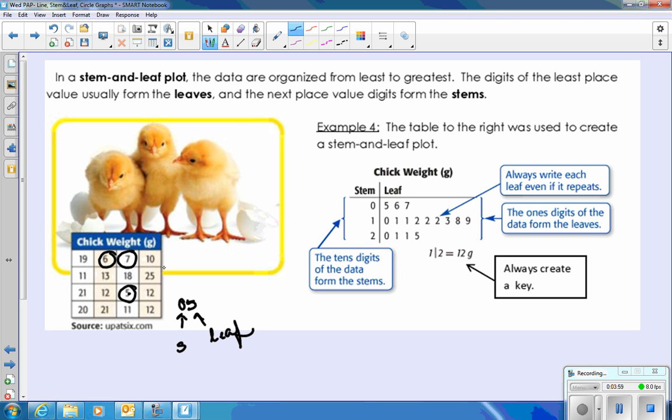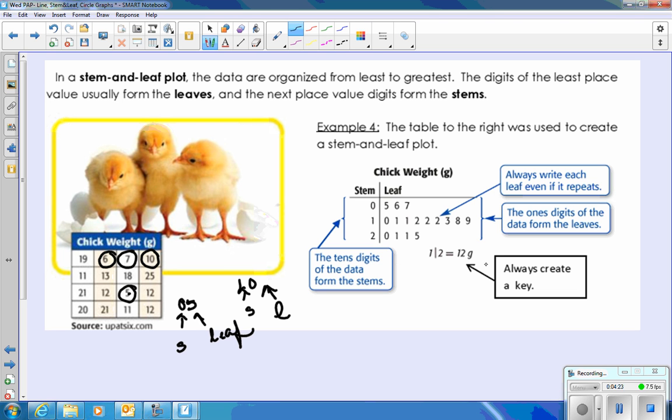Now I'm moving on to my double digits. My next lowest number is 10. So with my 10, this will be my stem, and that'll be my leaf. So 10, this represents 11, 11, 12, 12, 12, 13, so on and so on. And then when I get to my 20s, the 2 is my stem, and those are my leaves.